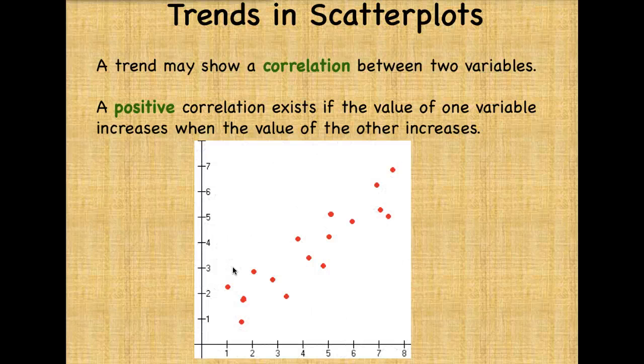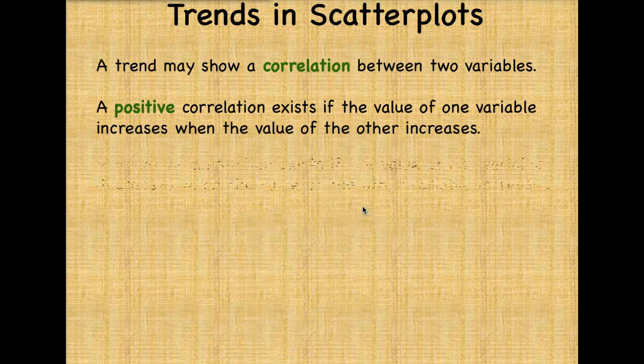Let's go back to trends in scatterplots. As we've said, a trend may show a correlation between two variables. Really all that means is that there's a relationship. We see a trend. In this case, a positive correlation exists if the value of one variable increases when the value of the other increases, which is what is going on here. These dots don't form a perfect line; that would be a perfect correlation. But they are forming a trend, and I can predict where this is going. It's continuing to go up.